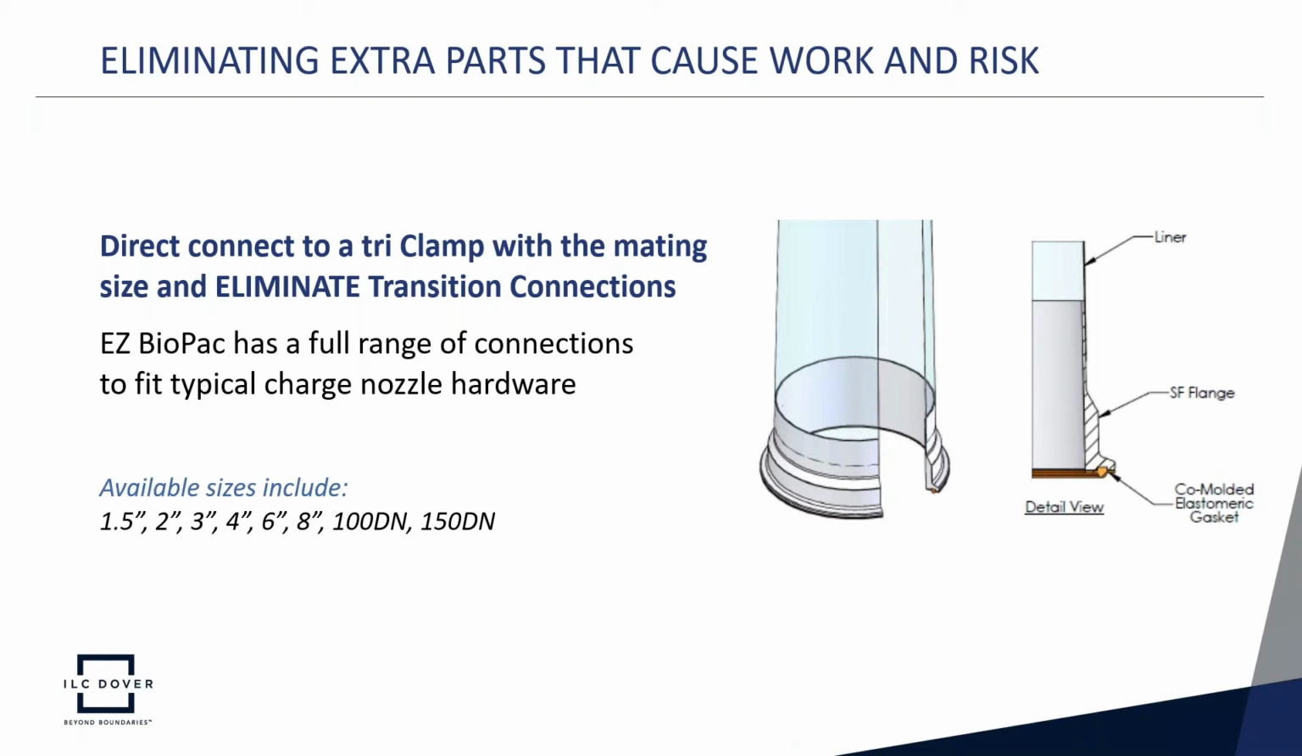But if the powder bag only has a smaller tri-clamp connection, then a transition piece will be needed. Again, one more piece that's required, needs to be cleaned. All of these things, we're trying to reduce those amount of extra parts. So the EZ BioPac is available in a full range of tri-clamp connection sizes from 1.5 inch to 8 inch in the standard tri-clamp, and then 2 in the DN series, the 100 DN and the 150 DN.